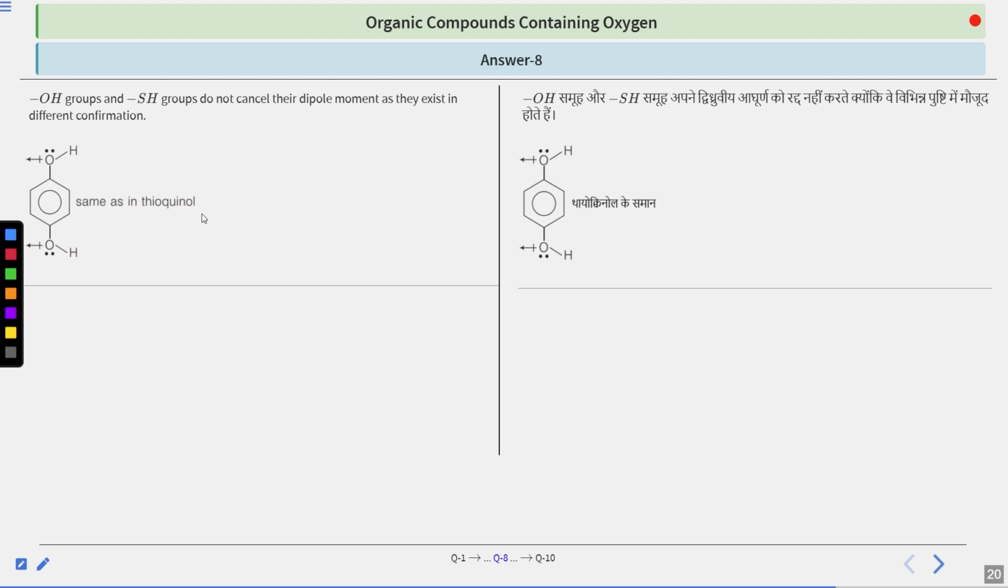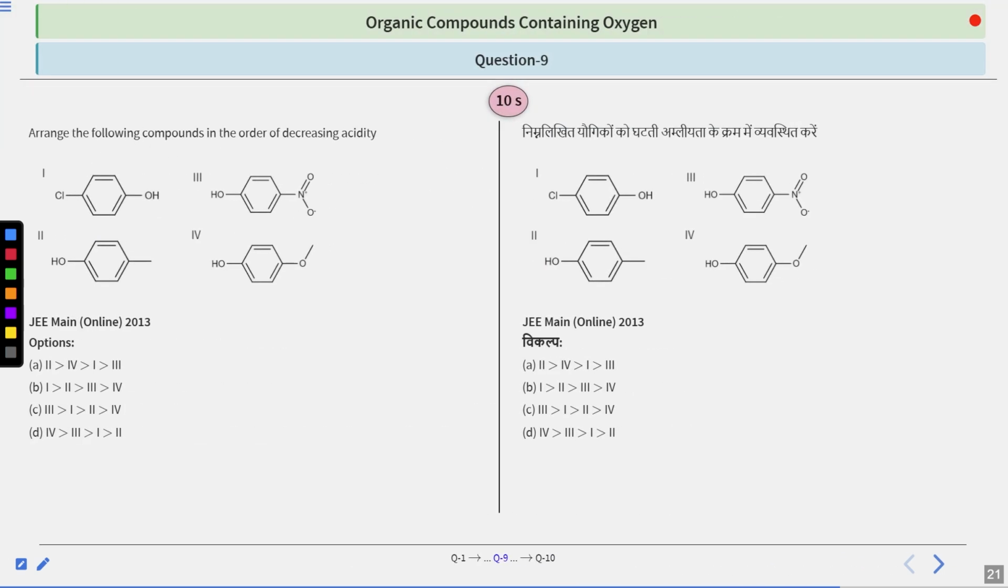And the same in thioquinol, because in the thioquinol, at the place of oxygen we have S. H is the same, right? So SH, their dipole moment will also add up and not cancel out. That is why thioquinol will also have a non-zero dipole moment. Okay, that is why we have our correct answer as third and fourth. Let's move on to the next question.